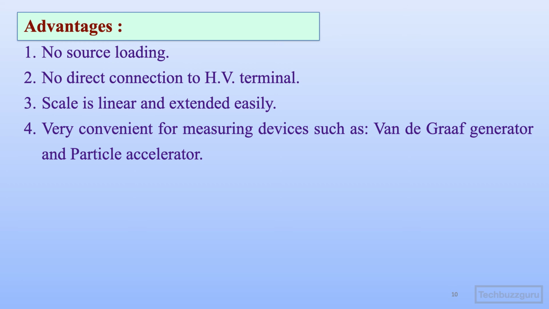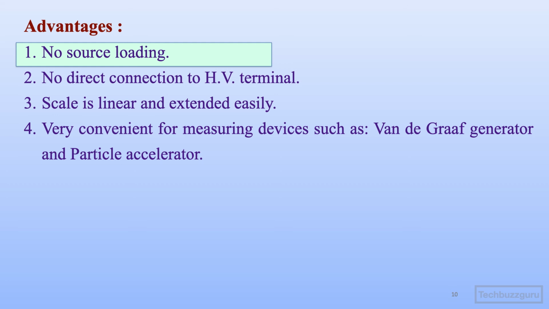The first and foremost advantage is no source loading. This is a generating voltmeter. It uses some amount of power from an external source, but not from the source where we are measuring the voltage. Power is required for driving the motor, but it is not drawn from the terminal where we are carrying out the measurements. It's an auxiliary source. No direct connection is there with respect to the high voltage terminal. There is a complete isolation of the measuring circuit with respect to the high voltage terminal.